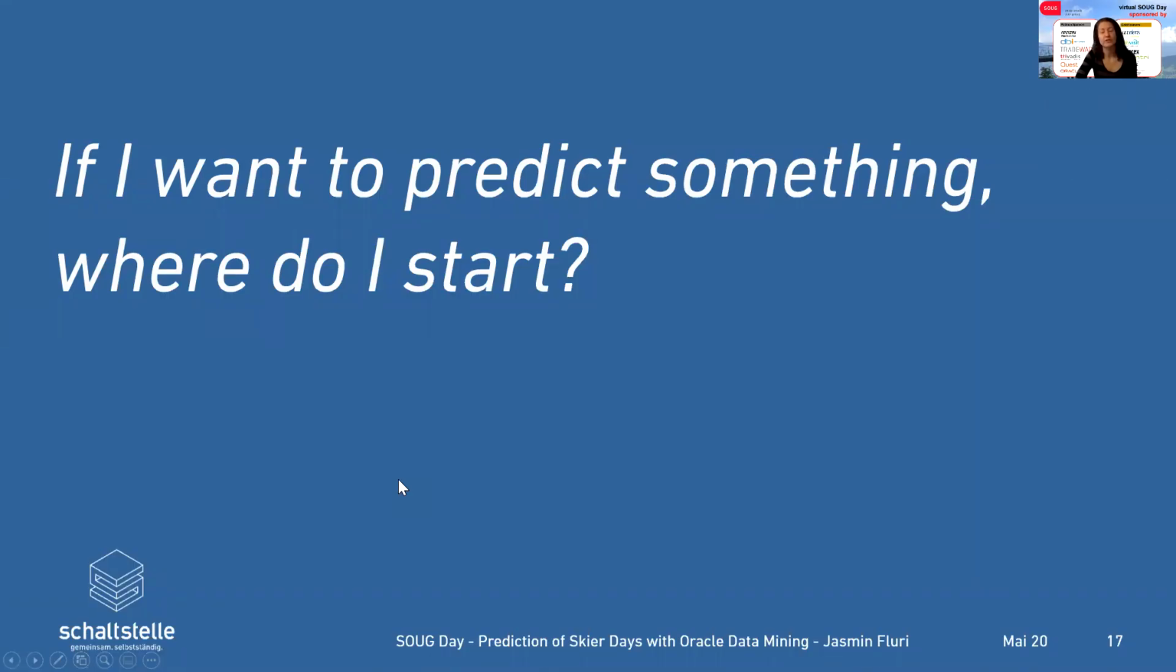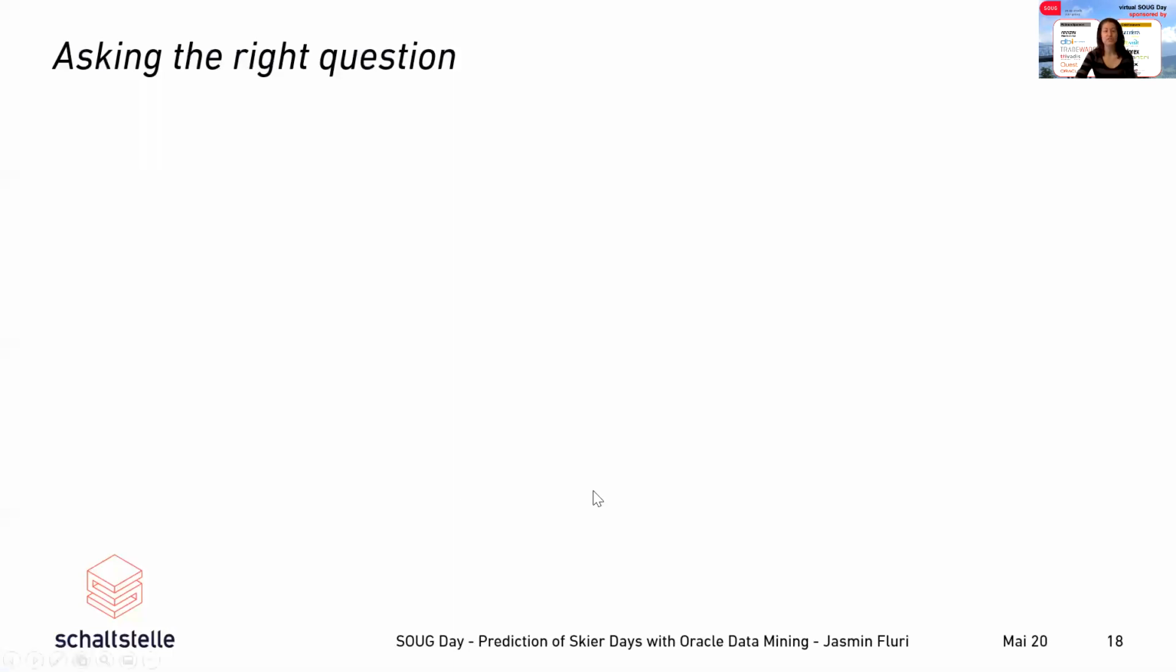Now, if we want to predict something, where do we start? We start with asking the questions that we really want to have an answer to. Because if you don't have a question, it would be a waste of time to do all the engineering work when there's no real outcome of it. And because, based on the question, it might also be that you have to get different data. Because different questions have different factors that influence their outcome.